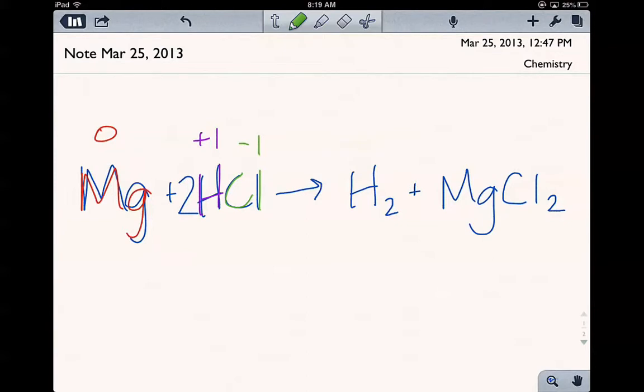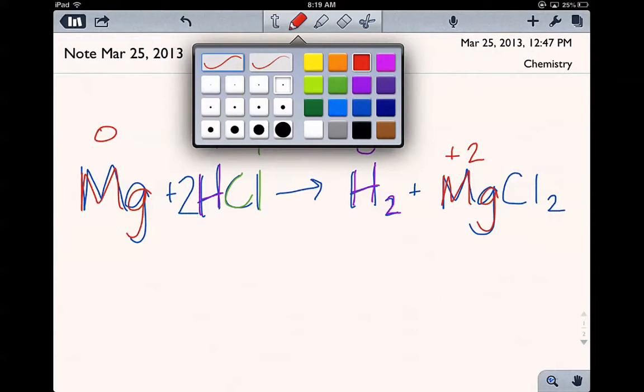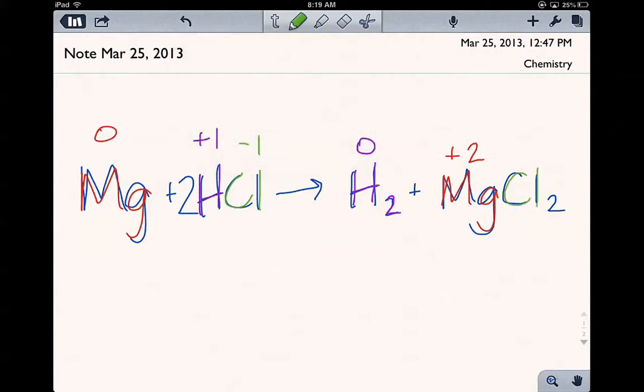And then for the chlorine, it's bonded to hydrogen, which has a charge of +1, so chlorine's going to have a charge of -1. And then coming over to the product side, we have pure state hydrogen, and so any element in its pure state is going to have a charge of 0. And then we have magnesium over here that is now bonded to chlorine, and whenever magnesium bonds, it's in group 2, so it's going to have a +2 charge. And then last but not least, the chlorine on the product side over here, it is bonded to magnesium, and anytime that chlorine is bonded to a metal, it's going to have a charge of -1.